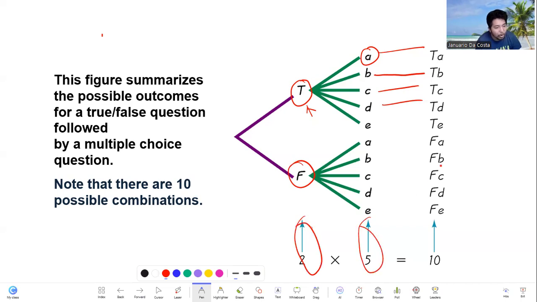To calculate all the possible outcomes, you multiply the options. The first question has two options, and the second question has 5 options. Multiply them together, 2 times 5, and you get 10. So this 10 represents all the possible outcomes, all the possible sample space. Like this.